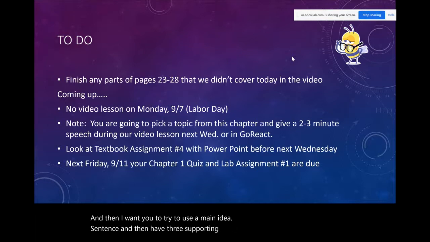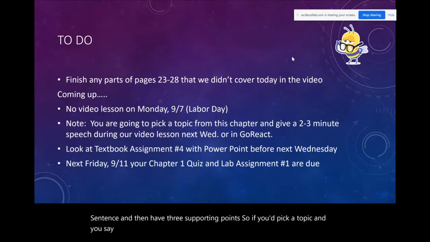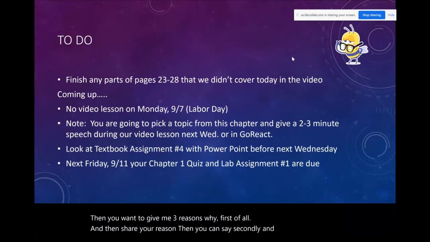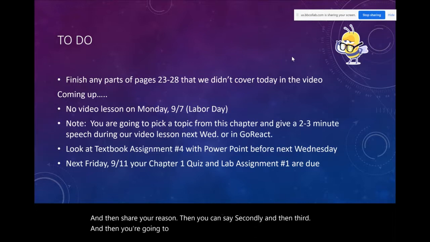So if you pick a topic and you say, I think that using animals for work is good, then you want to give me 3 reasons why. First of all, and then share your reason. Then you can say secondly, and then third, and then you're going to summarize what you said. So you're using the signposts and those things. We're just going to practice.